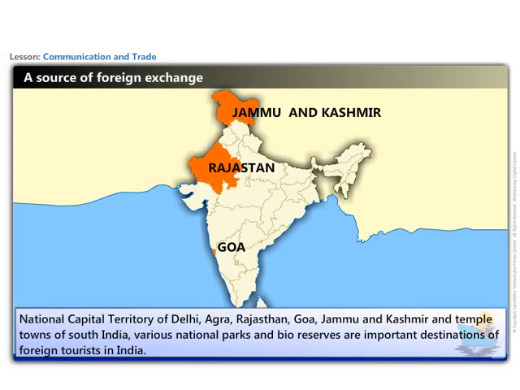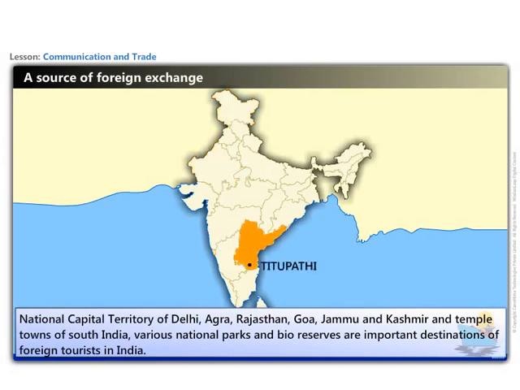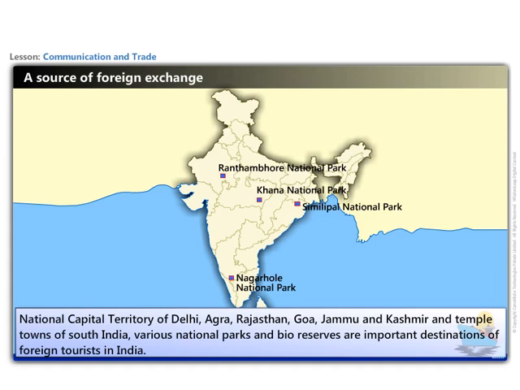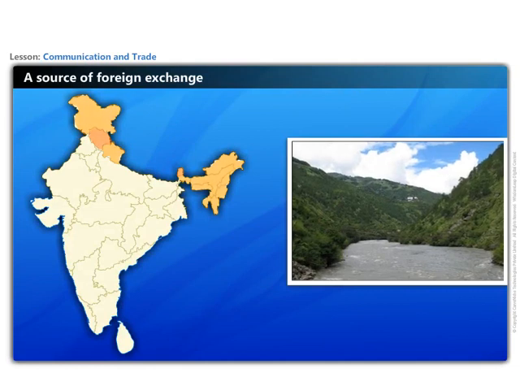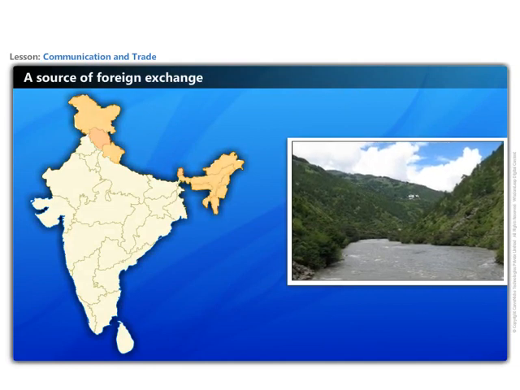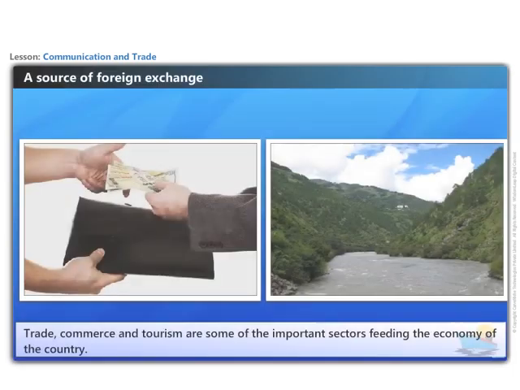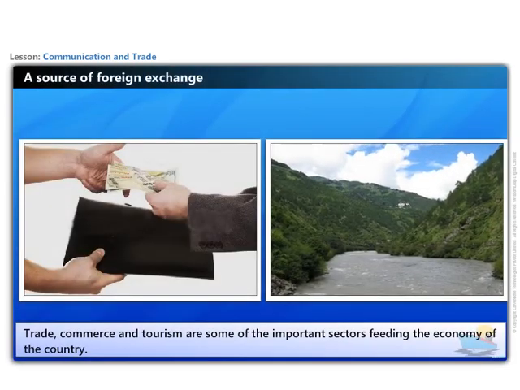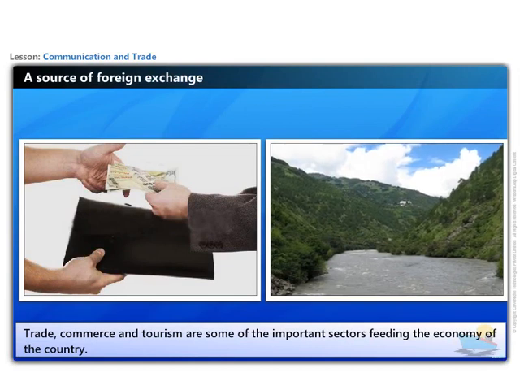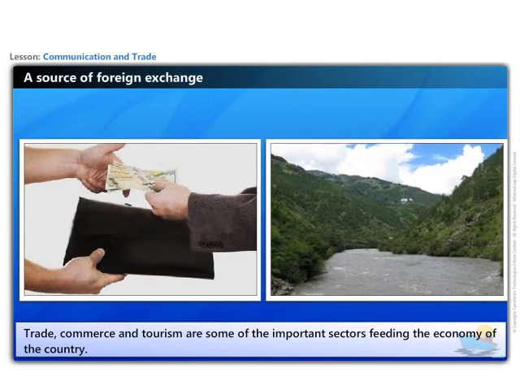Rajasthan, Goa, Jammu and Kashmir, and temple towns of South India, various national parks and bioreserves are important destinations of foreign tourists in India. There is vast potential of tourism development in the northeastern states and the interior parts of Himalayas. Thus, trade, commerce, and tourism are some of the important sectors feeding the economy of the country.